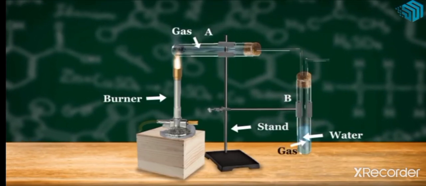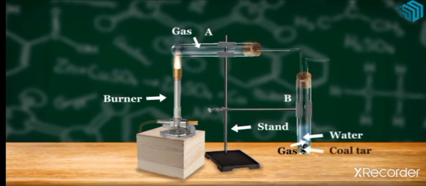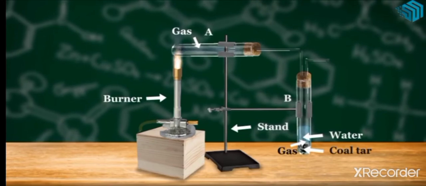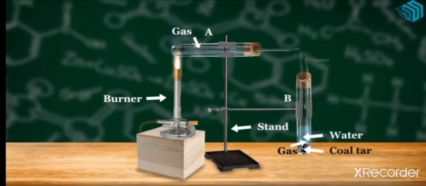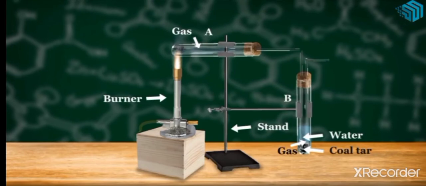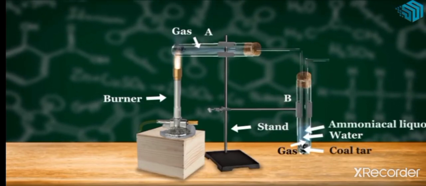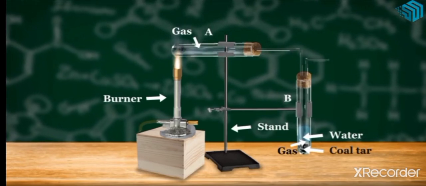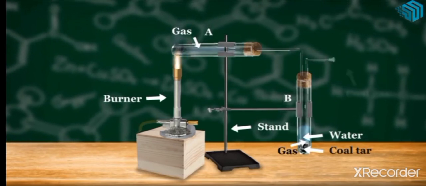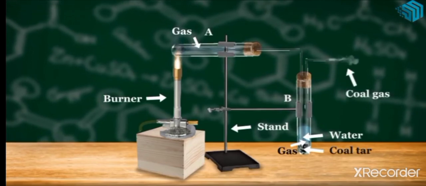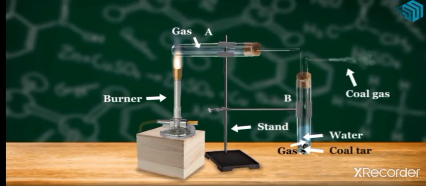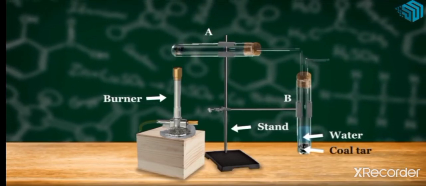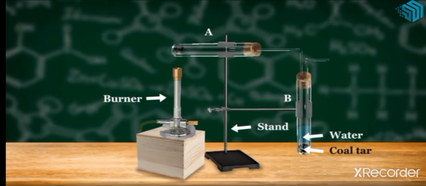You will observe black coal tar collected at the bottom of test tube B. The ammoniacal compounds formed will dissolve in the water in test tube B to form ammoniacal liquor. Coal gas, insoluble in water, escapes through the side tube. It can be lighted at the end of the open tube. It is a mixture of hydrogen, methane, carbon dioxide and other gases.